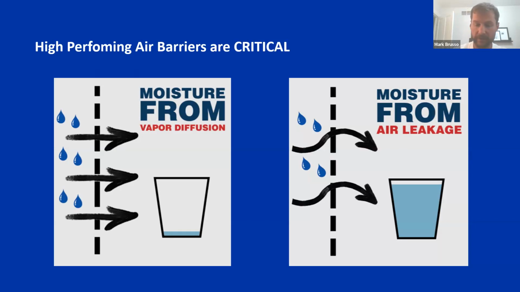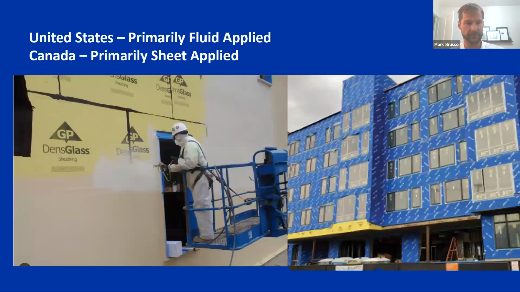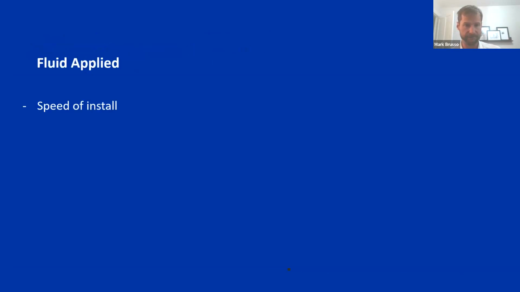So having a high-performing air barrier system is very critical to this method of construction. I did mention in the US, we see much more fluid applied air vapor barrier as on the left. And on the right, we're kind of catching up still. We still like to use sheet applied systems here primarily. I think fluid applied really has sheet applied beat in a lot of ways.